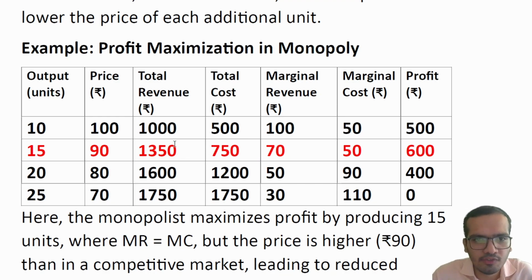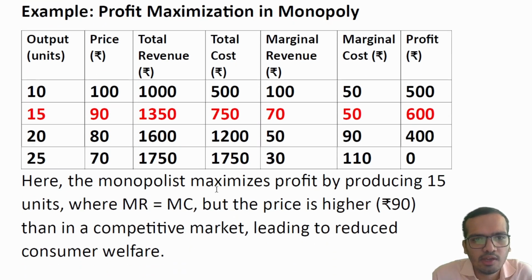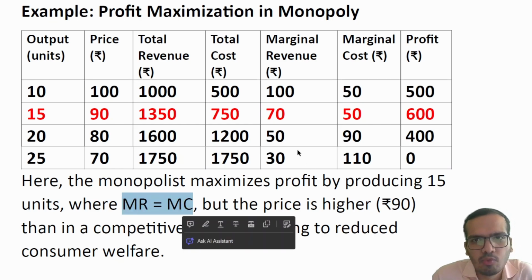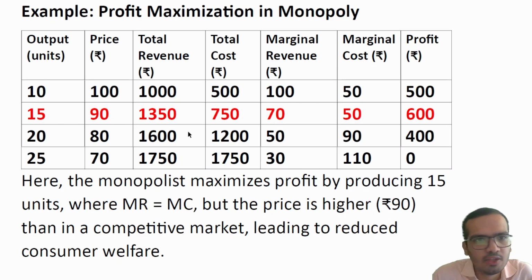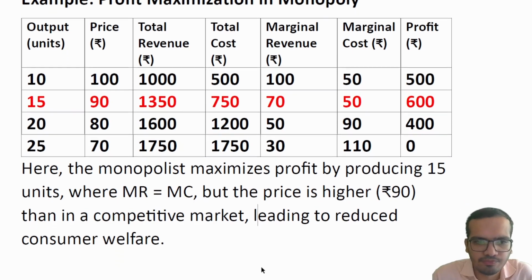Marginal revenue is nothing but the difference between the two changed units. It is calculated as 1350 minus 1000 divided by the difference between these two stages, that is 5 units. So we get 70, while the marginal cost is 50 and we have maximum profit of 600. So here the monopolist maximizes profit by producing 15 units where marginal revenue equals marginal cost. But the price is higher, that is rupees 90, than in a competitive market, leading to reduced consumer welfare.